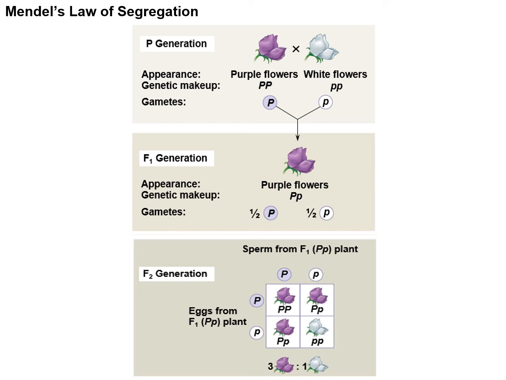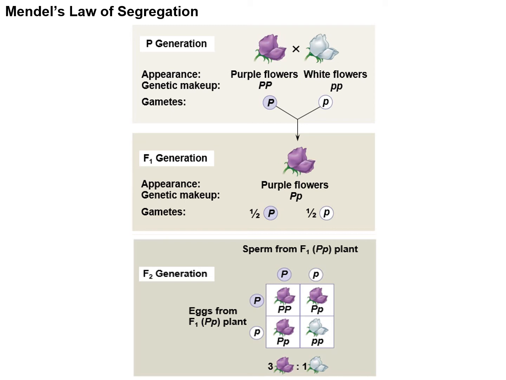Therefore, all offspring in the F1 generation will be heterozygous for purple flowers. Now, when the F1 plants produce gametes, note that half of their gametes will have the dominant allele, while the other half will contain the recessive allele. And remember, when Mendel crossed two of the F1s together, he got a ratio of 3 purple flowered plants for every 1 white flowered plant.